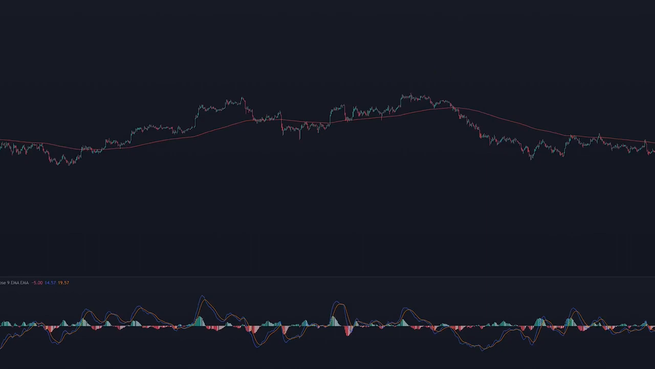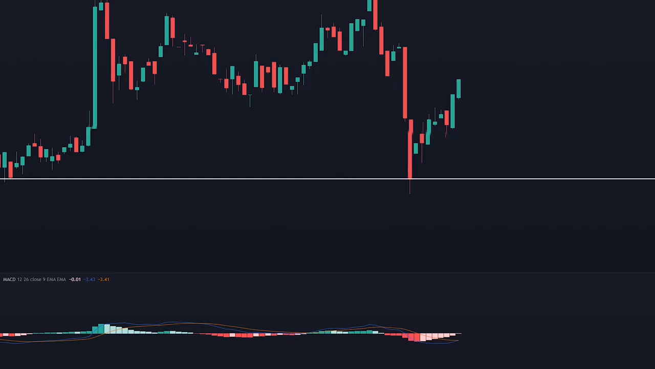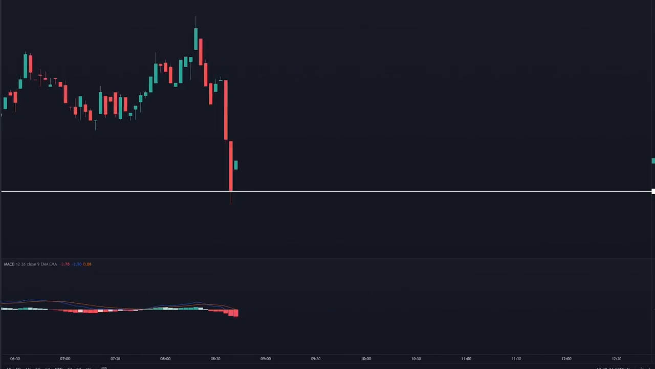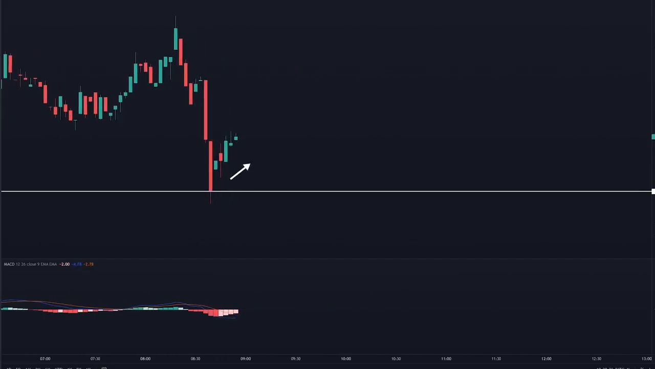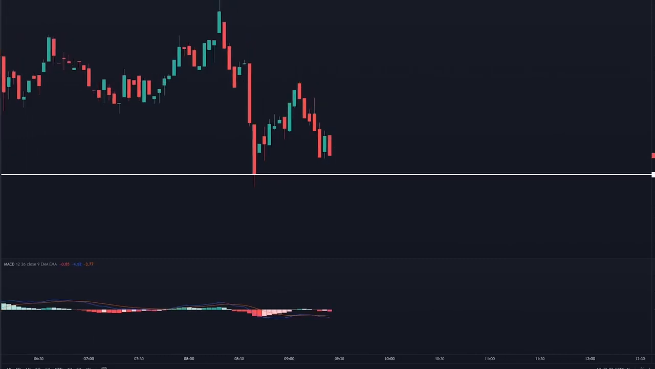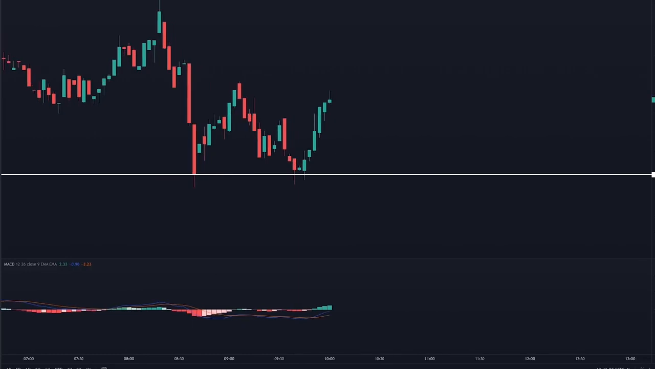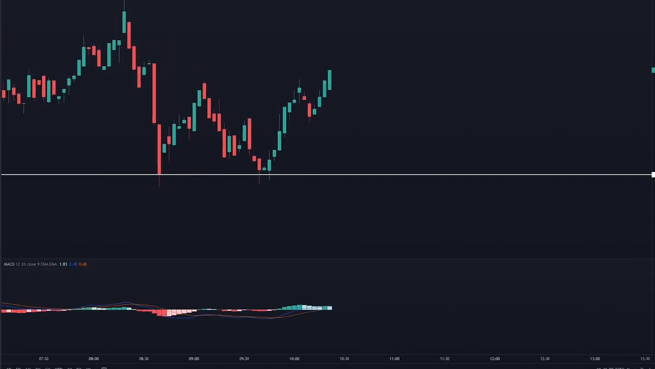To fix this issue, we have to combine the MACD with price action. To do this, identify a key support or resistance where the price hits and bounces. So as you can see, the price goes down, hits this point, and reverses upwards. The next step is to wait for that price to hit the same key level again, and once it does, we are expecting the price to bounce off the support and go upwards just like it did before.